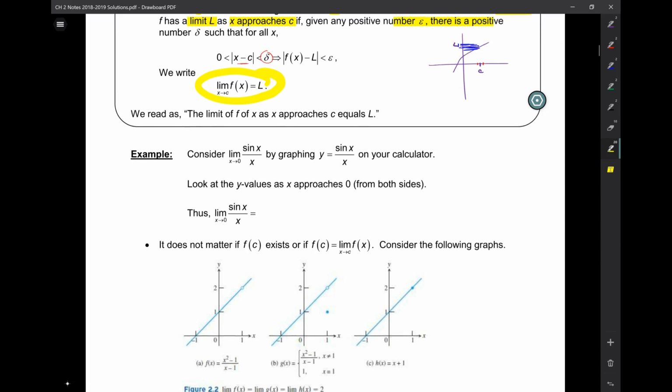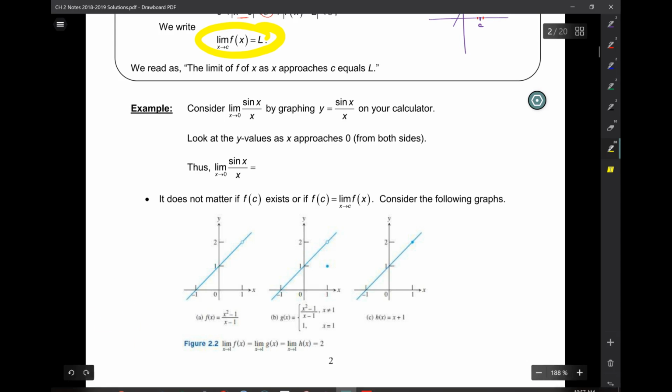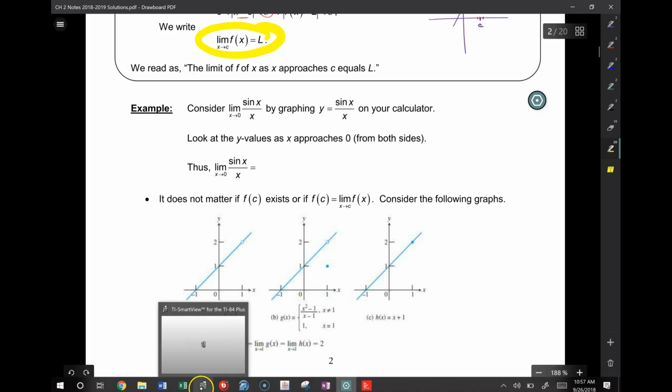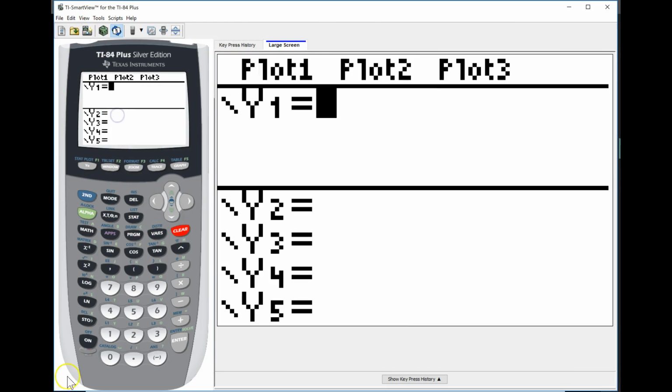All right. I'm going to give you this: sine of x over x. We're going to do it on our calculator. Let's graph this. This function, sine of x over x, is a famous function. It's like a celebrity among functions in math here.